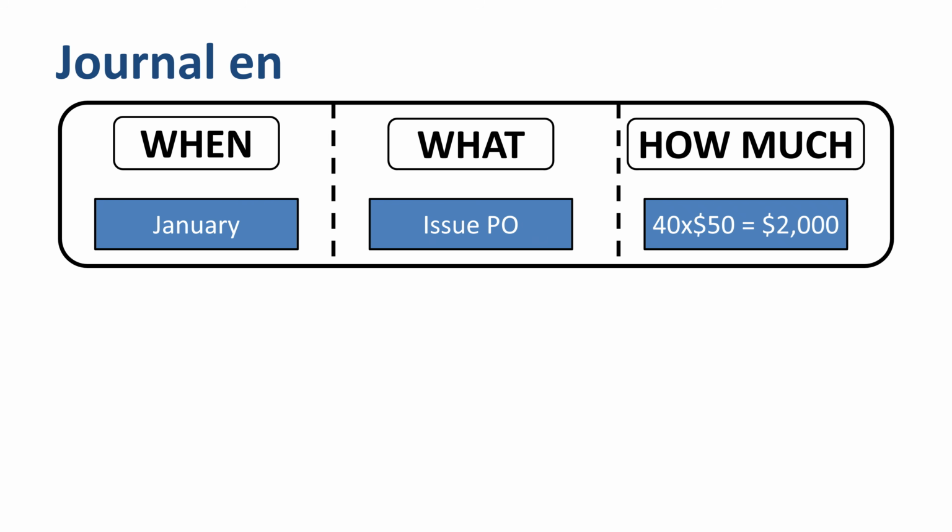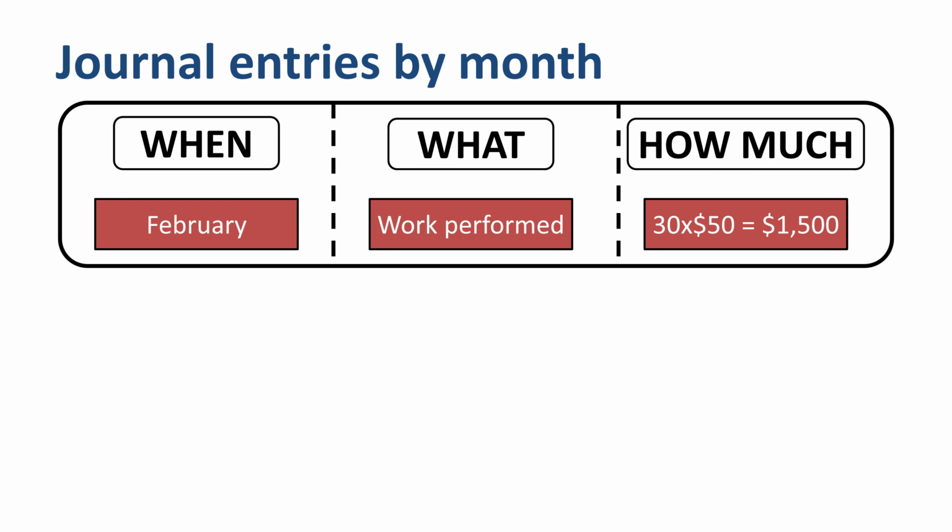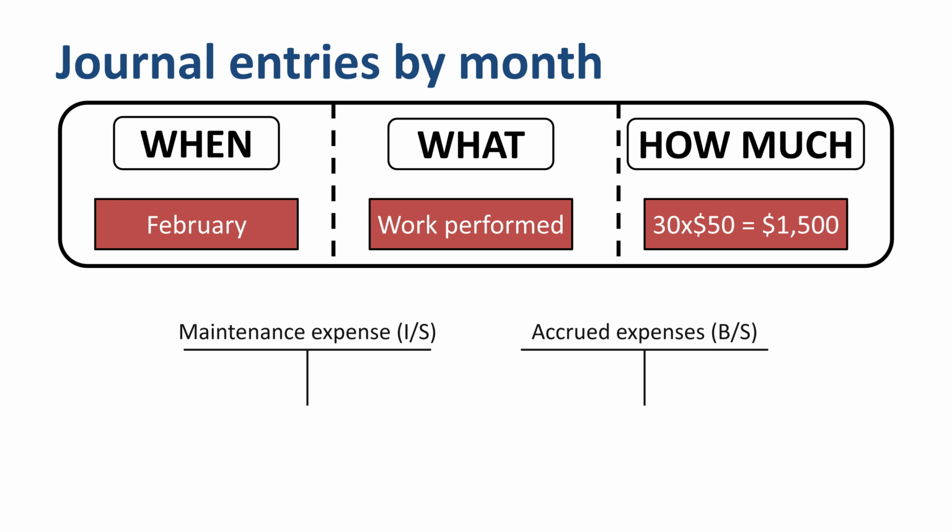Let's work through the journal entries by month in order to see how the expense accrual fits into the accounting process. In January, when the purchase order is issued, no journal entry is needed. In February, based on the information we have at that time, we use an expense accrual to put money aside for later, as we know the invoice will come in someday. We need two general ledger accounts to post the accrual: maintenance expense in the income statement or P&L, and accrued expenses, a liability account on the balance sheet. Debit maintenance expense for $1,500, credit accrued expenses for $1,500.